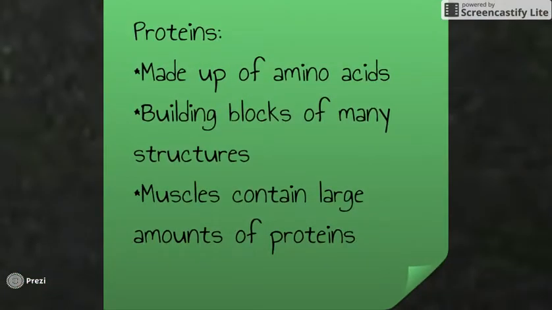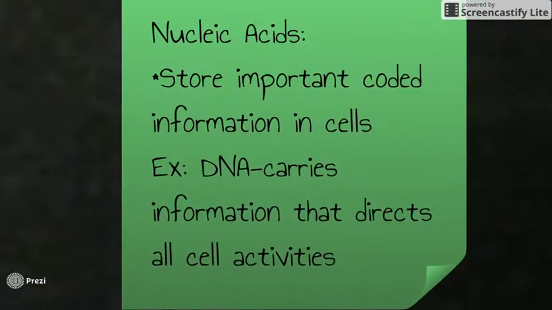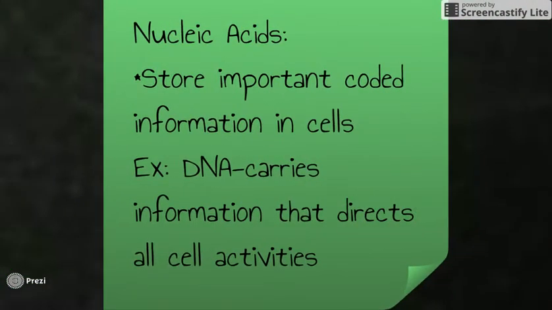Proteins are made up of something called amino acids and are known as the building blocks of many structures in your body. Mussels contain large amounts of proteins. Proteins can be found in meats that you eat and even peanut butter. Nucleic acids are the last organic compound that we'll talk about, and they store important coded information in the cells. An example of a nucleic acid is DNA, which carries important information that directs all cell activities. As you may have learned in the last unit, DNA is found in the nucleus of the cell.